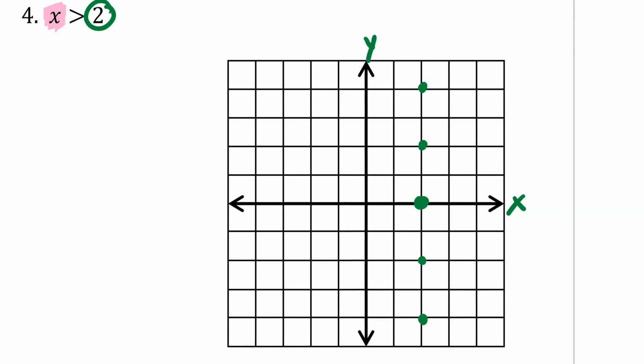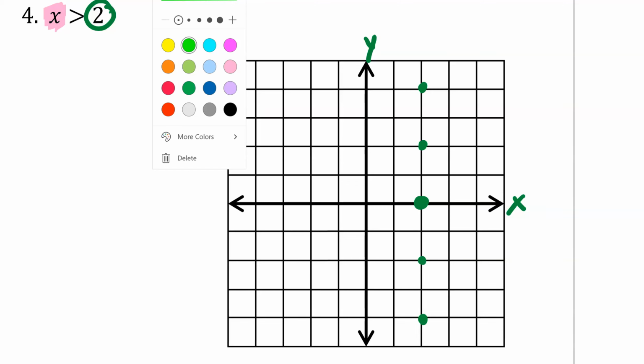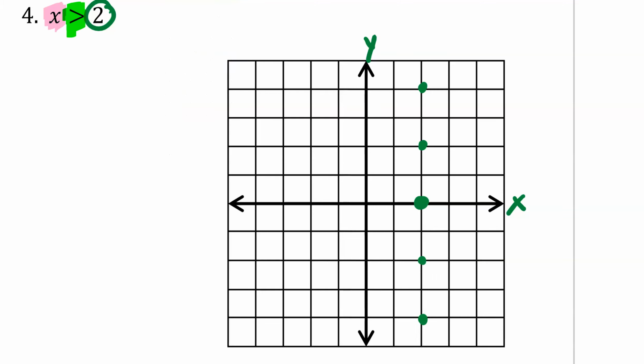Let's look at our inequality. So our inequality is less than. Line or no line? There is no line, so we're going to do a dashed line. Now, this says greater than. Okay, so we have to think of this in terms of big X's or small X's. Big X's are over here, so we're going to shade over there.